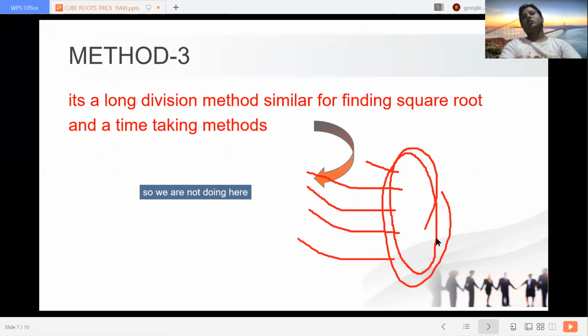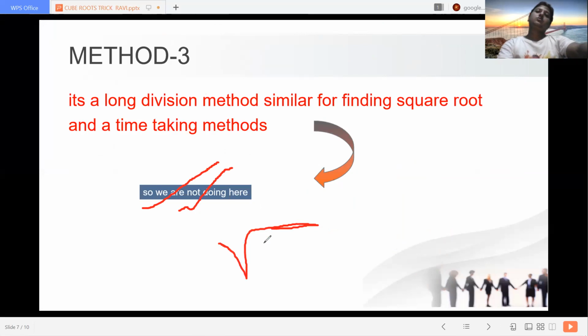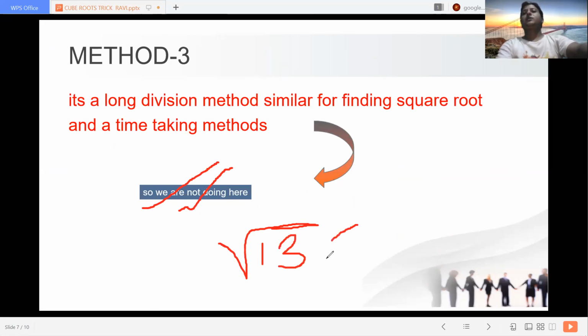The third method is the long division method, and we are not doing it here because this one is very lengthy. For a single calculation of a cube root, it takes at least 10 minutes or even longer. Therefore we are not going to do this.